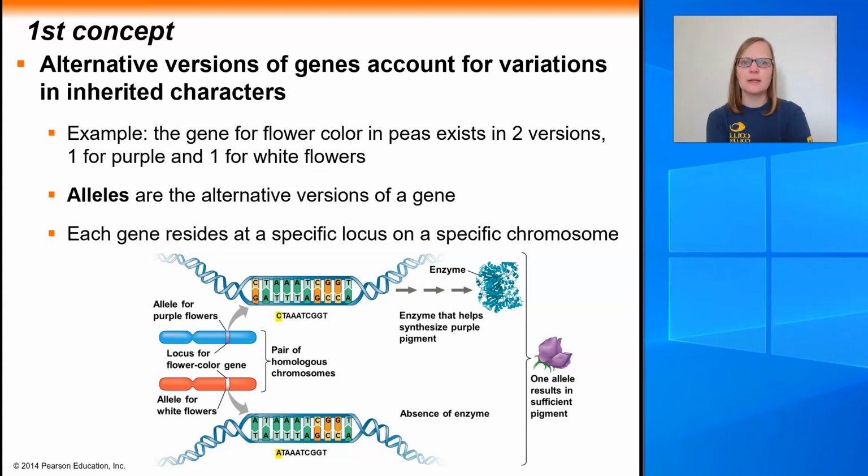Okay, that's a lot of information. Let's go back and review, right? So the first concept in Mendel's model is that alternative versions of genes account for variations in inherited characters, meaning there's a purple version of the flower color gene and there's a white version of the flower color gene.